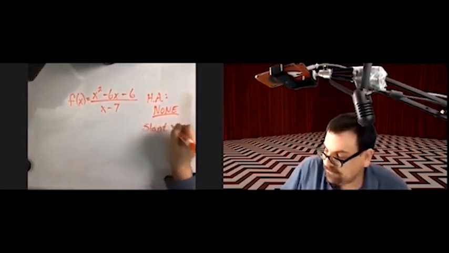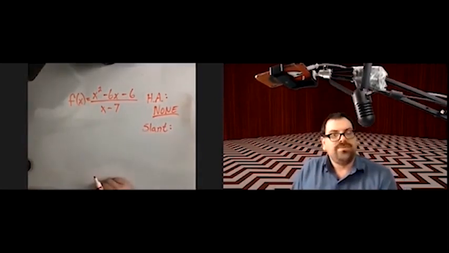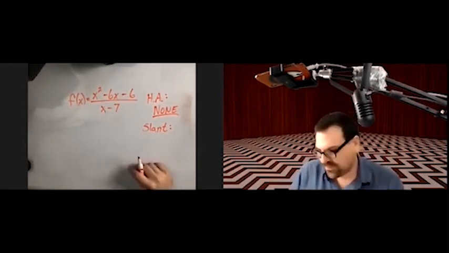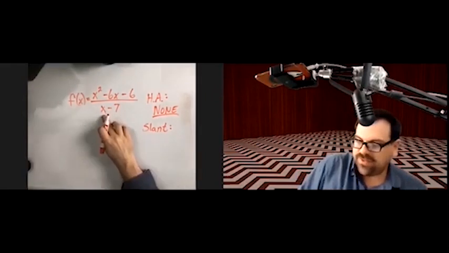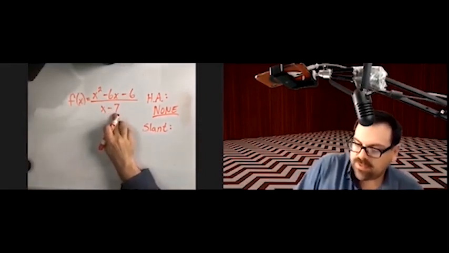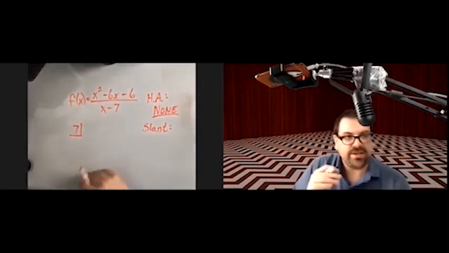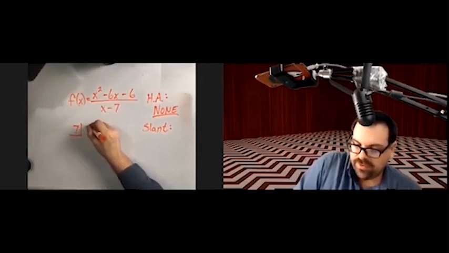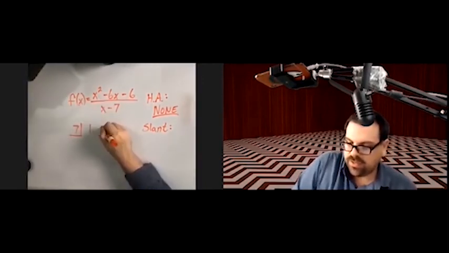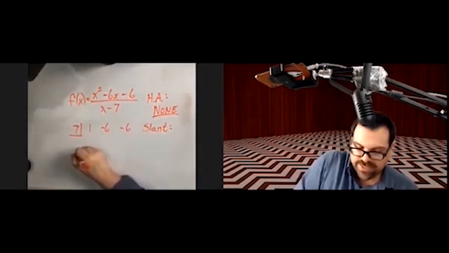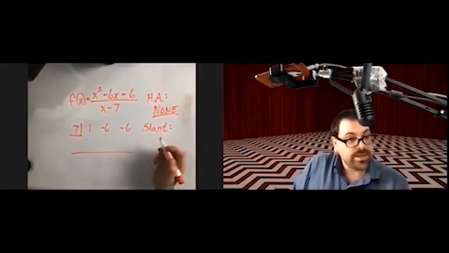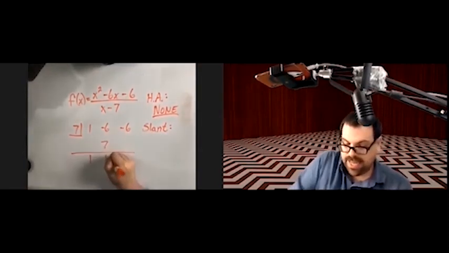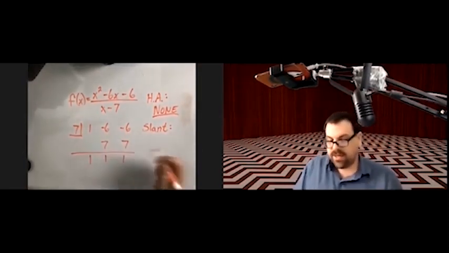Let's find it. All we do is synthetic division. And if we do synthetic division, we're dividing by x minus what? X minus 7. 7 goes in the box. We have coefficients of 1, -6, and -6. Let's do the work. Bring down the 1. Multiply and add. Multiply and add.